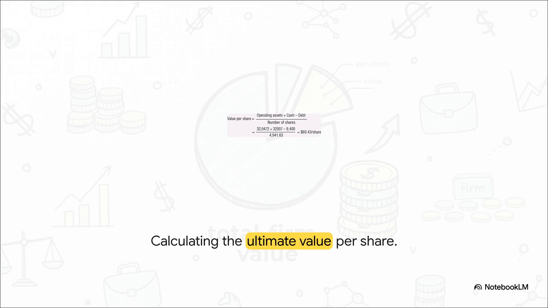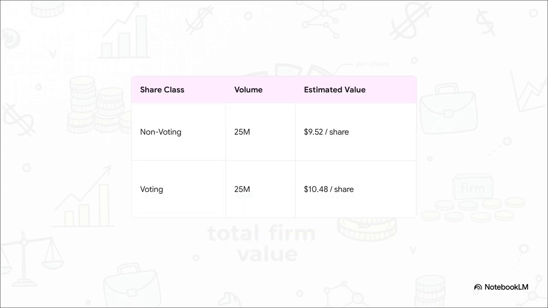This really meticulous process is what gets us to the true unclouded value per share, which in this particular historical example landed at $69.43. But hold on, there is one last little nuance to remember here. Sometimes, not all shares are created equal. In a theoretical split where the core business is exactly the same, voting shares might carry an estimated value of $10.48, while non-voting shares sit a bit lower at $9.52.